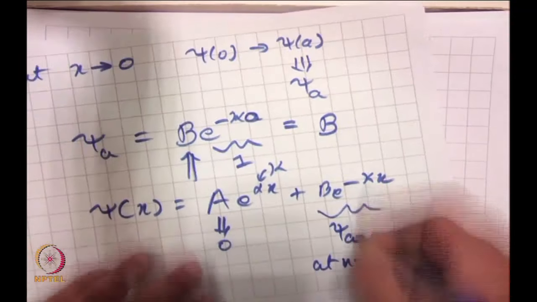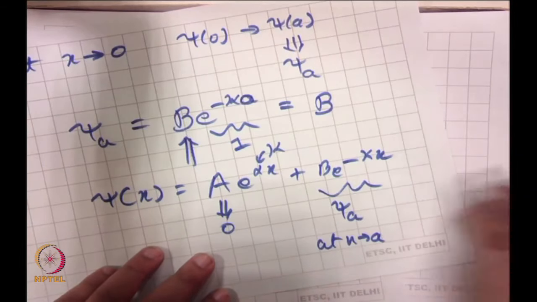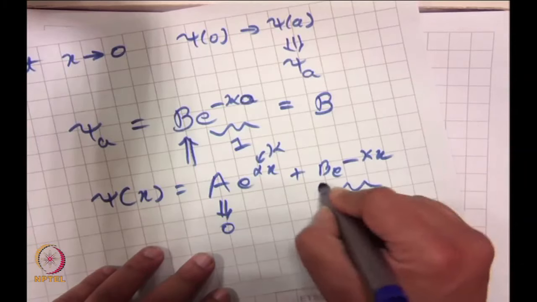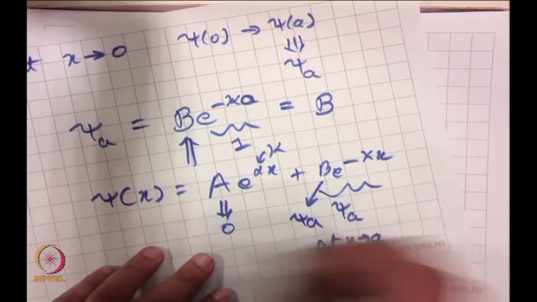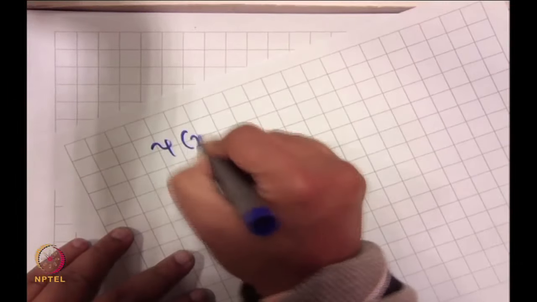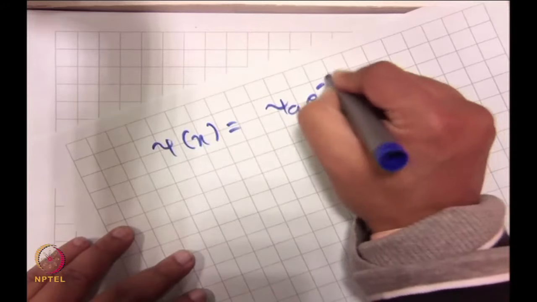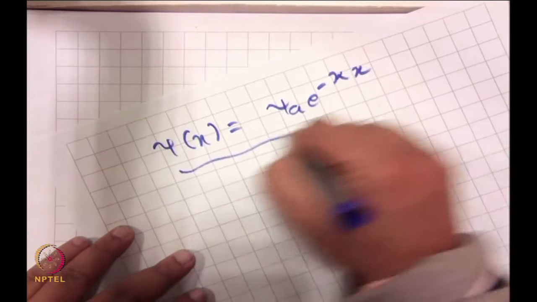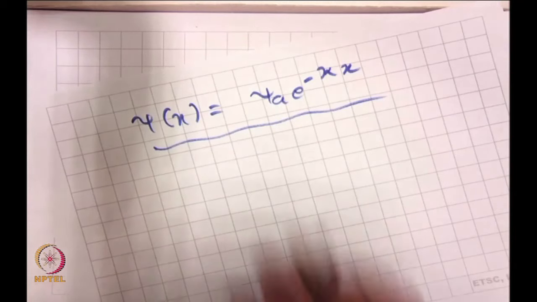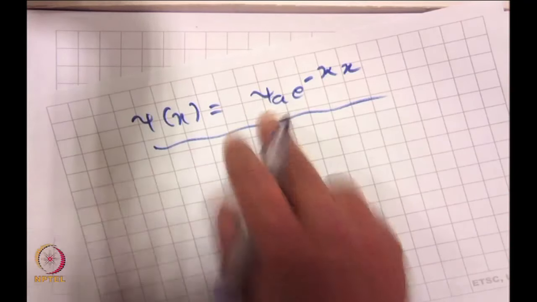Similarly out here, this one was psi of a at x tends to a, or x tends to 0 rather. So, from here I get what? I get b is actually psi of a. I will just rewrite, this was a mistake I made, but I will just correct it, and what I will rewrite it as is, then I have psi of x is equal to psi of a e to the power minus kappa x, because b came out to be psi of a as x tends to 0, right. There is a small oversight from my side.